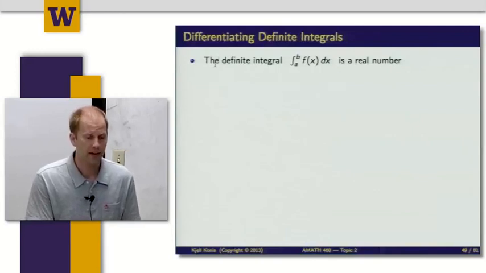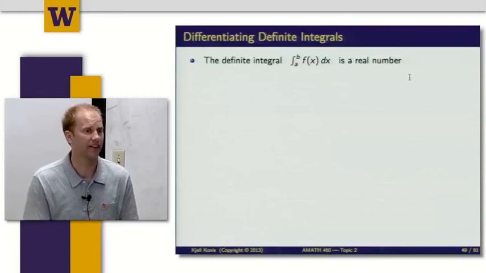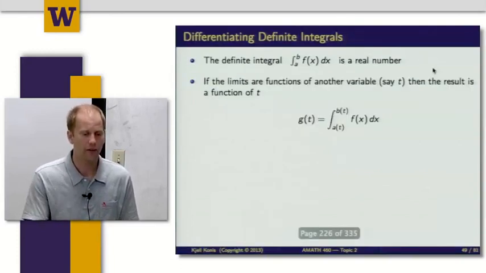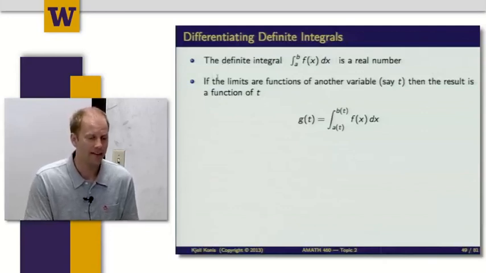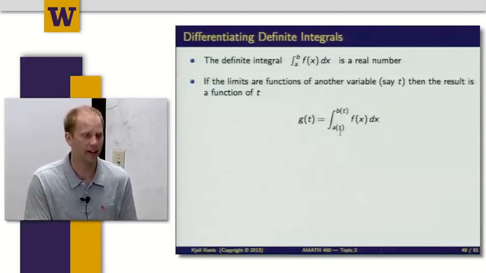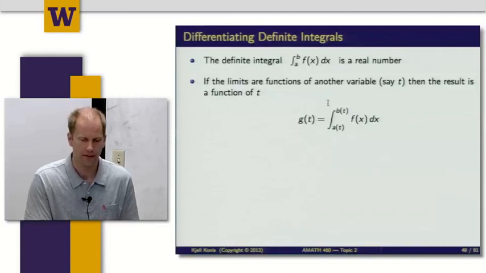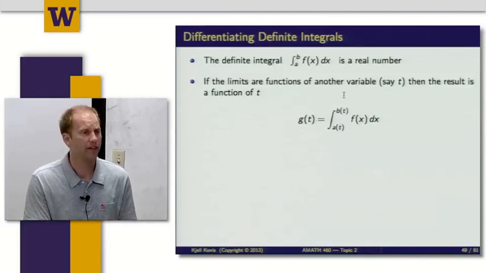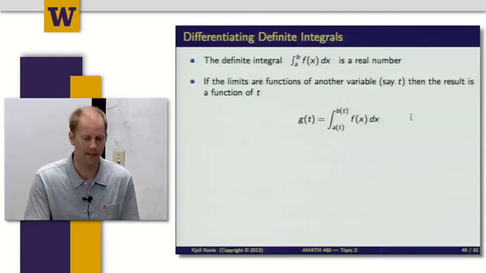I'll first start out by pointing out that a definite integral, so if I integrate a function f of x over an interval a, b, that's a real number. So it's constant, it's not changing. If I try and take the derivative of this, it's constant, so its derivative is 0. The only way this is going to get exciting is if the limits, the a and the b, are now functions of another variable, so I chose t. Then when I evaluate this definite integral, it's still going to be a function of t, and so I might want to consider taking its derivative with respect to t.